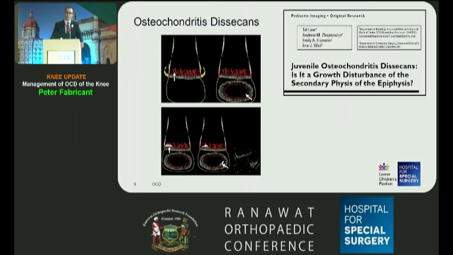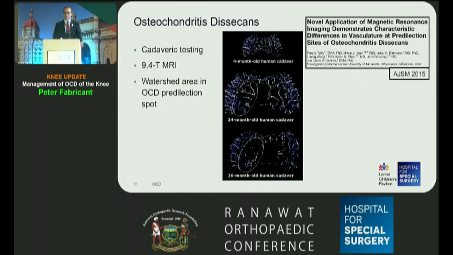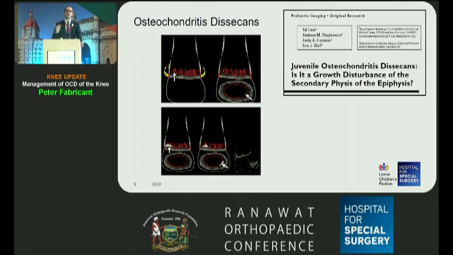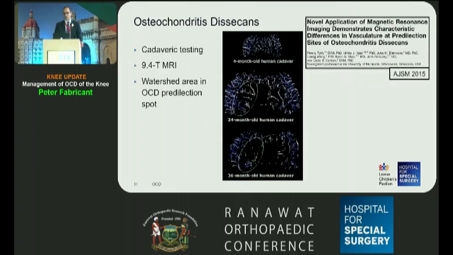This is another group who looked at MRI, thinking that perhaps it was an injury to what's called the secondary physis. The primary physis is the physis that we think about that contributes to longitudinal bone growth, but there's a secondary physis within the epiphysis that grows outwardly, and it's possible that an injury there can lead to an OCD lesion.